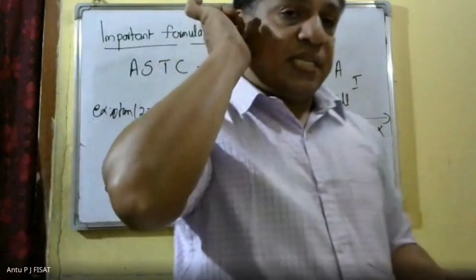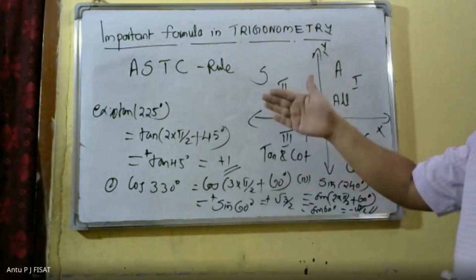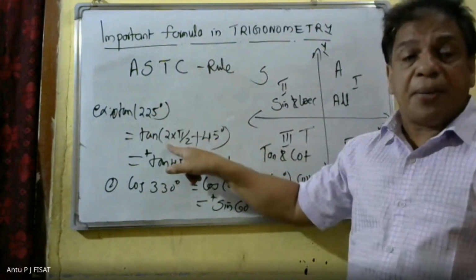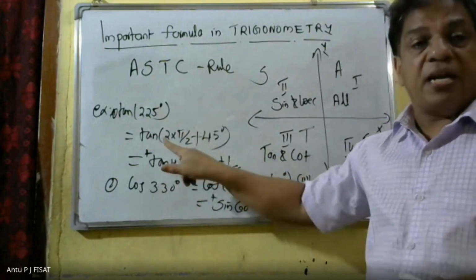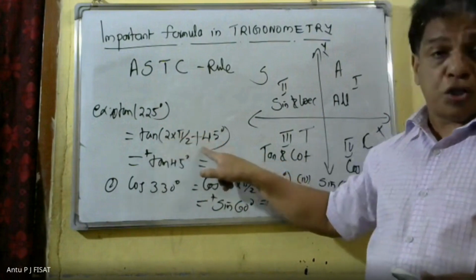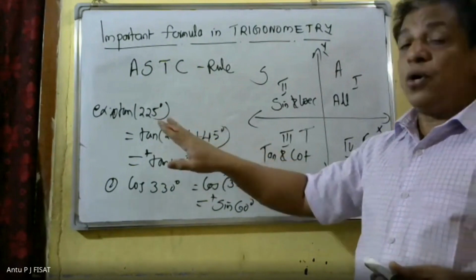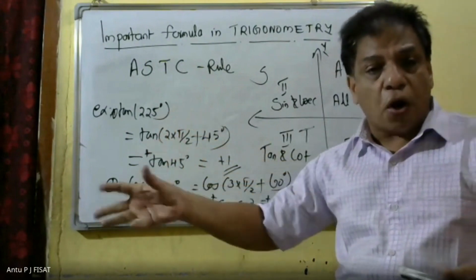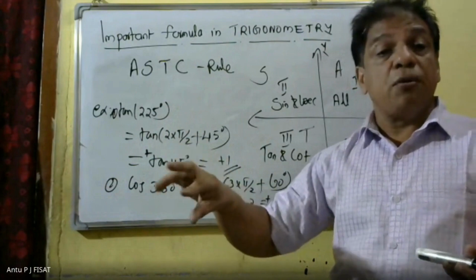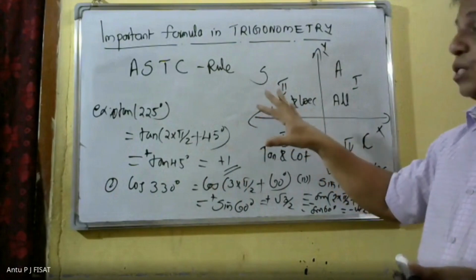Similarly, we can find larger angles with the help of the ASTC rule. Note the point: when we multiply pi by 2 with an even number, tan will not change. Tan will be tan itself. When it is multiplied by an odd number, tan will be cot, cot will be tan, sine will be cos, cos will be sine, sec will be cosec, and cosec will be sec. This is the important point you should notice.